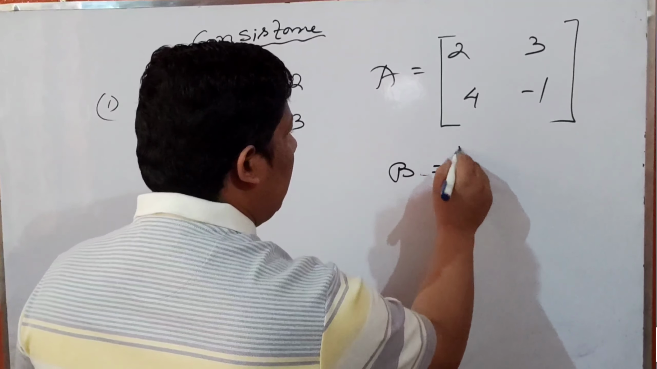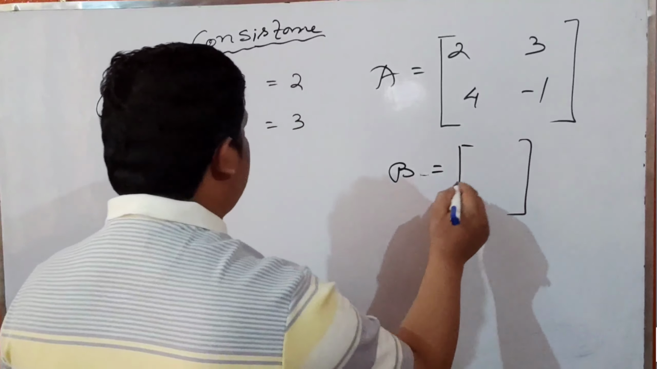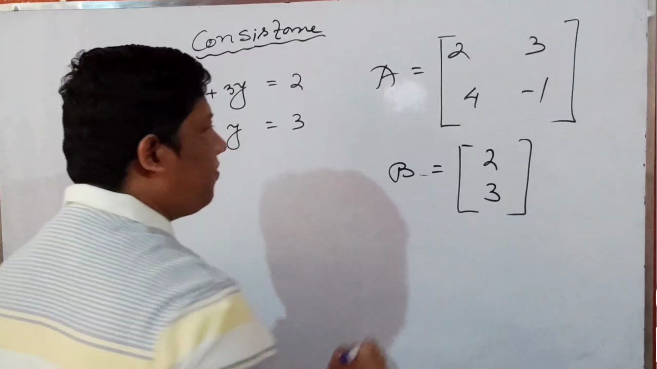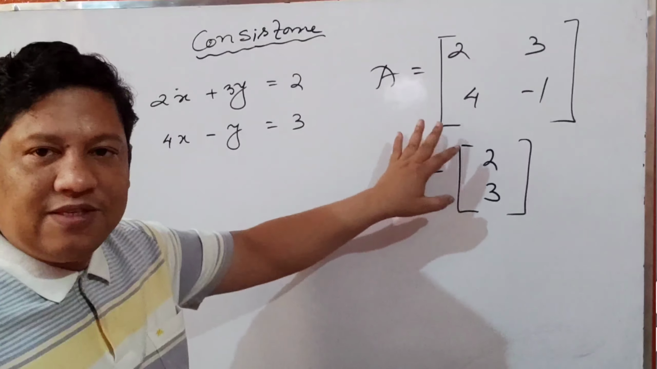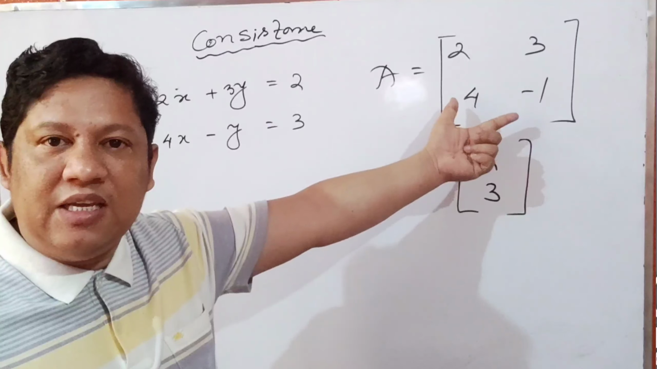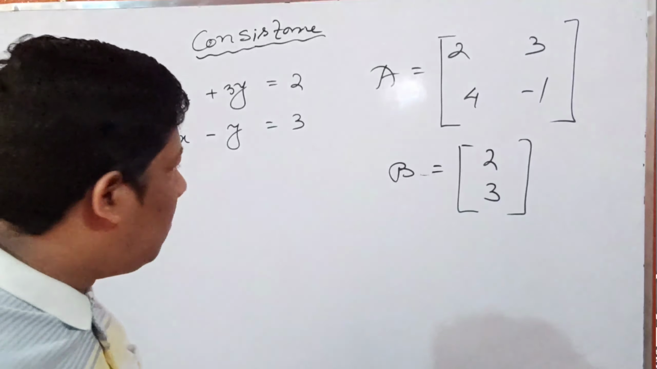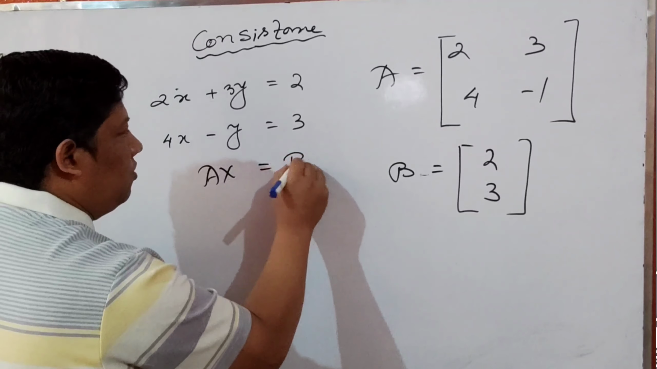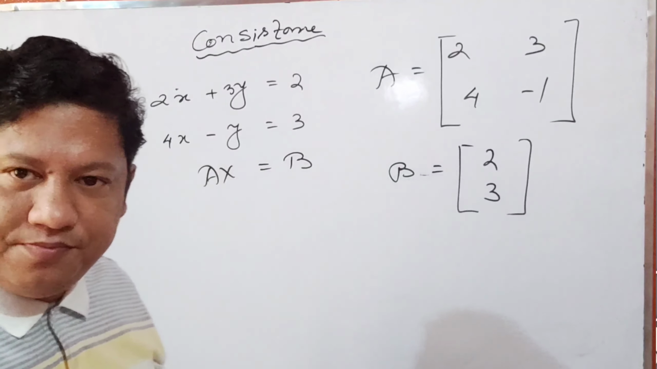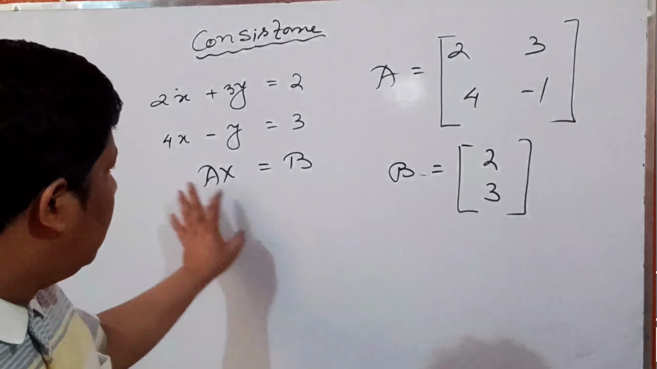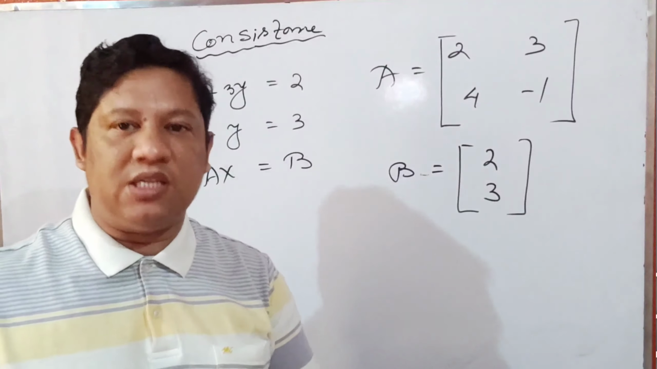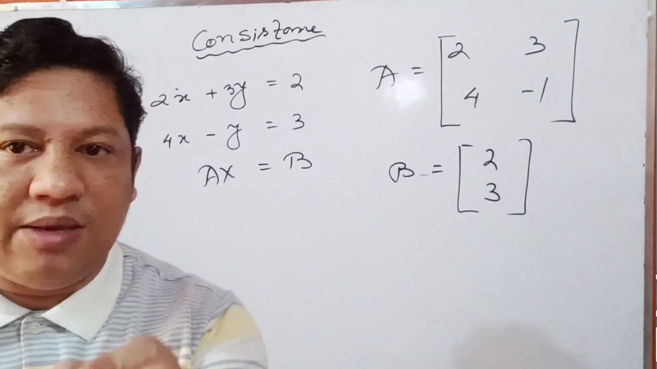And B is the constant terms. You have to write them in a column: 2, 3. So always you have to write like this. This is the matrix A and that is the B. Always you have to write in the form AX equal to B, like this. And X should be in capital letter.